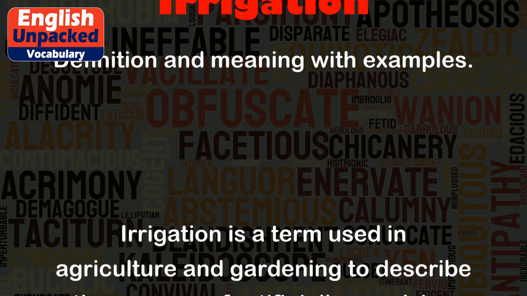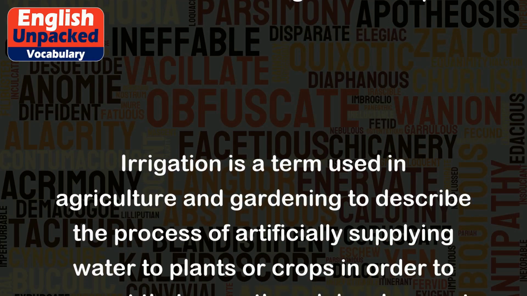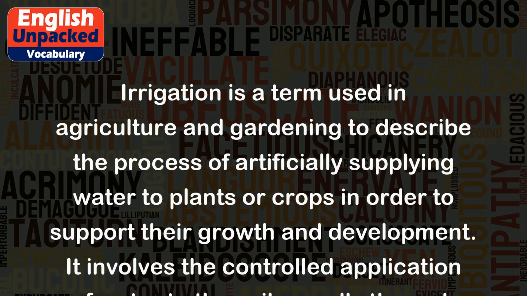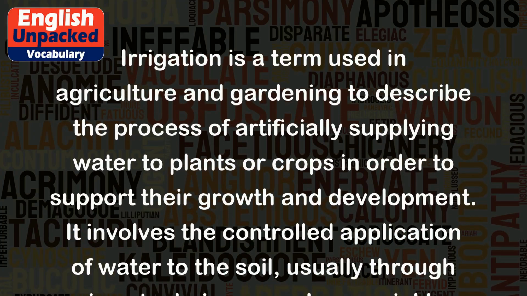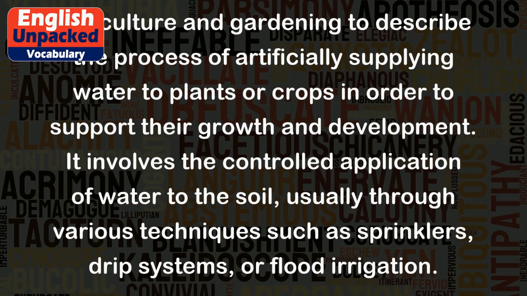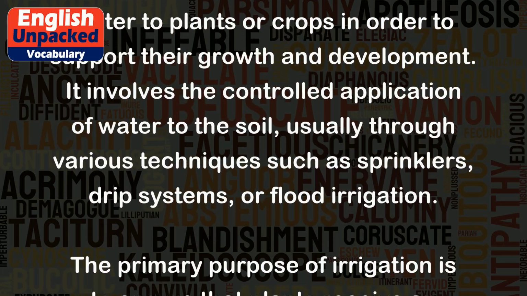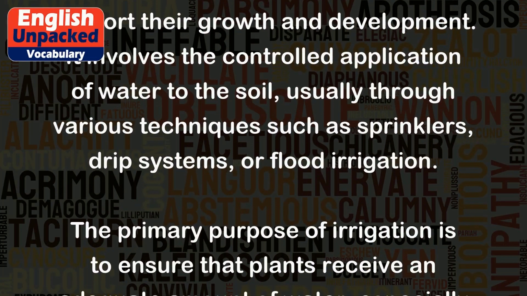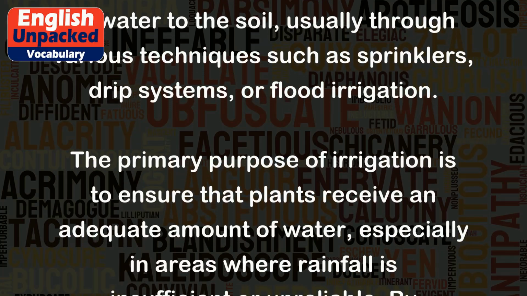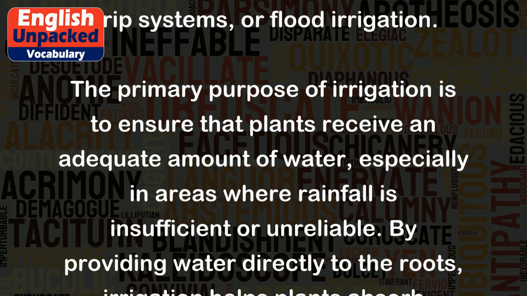Irrigation is a term used in agriculture and gardening to describe the process of artificially supplying water to plants or crops in order to support their growth and development. It involves the controlled application of water to the soil, usually through various techniques such as sprinklers, drip systems, or flood irrigation. The primary purpose of irrigation is to ensure that plants receive an adequate amount of water, especially in areas where rainfall is insufficient or unreliable.